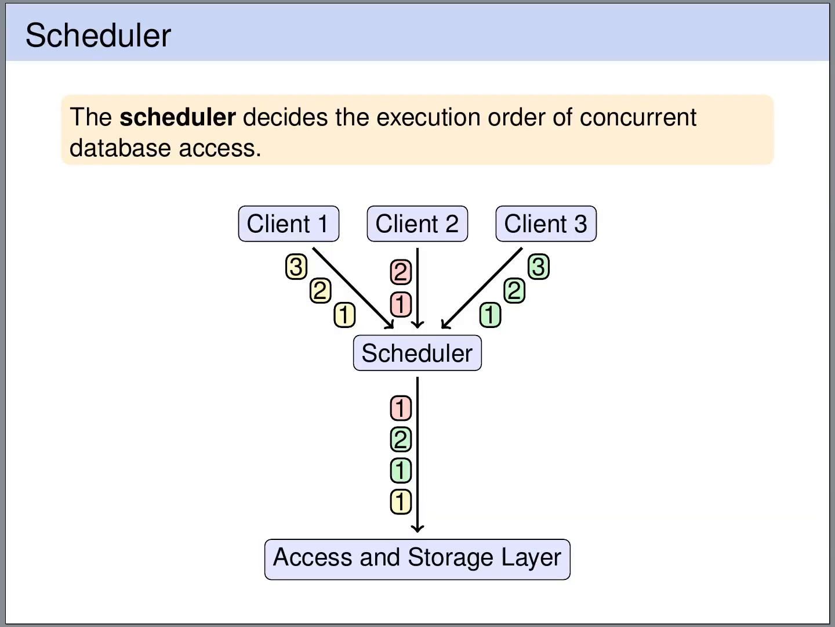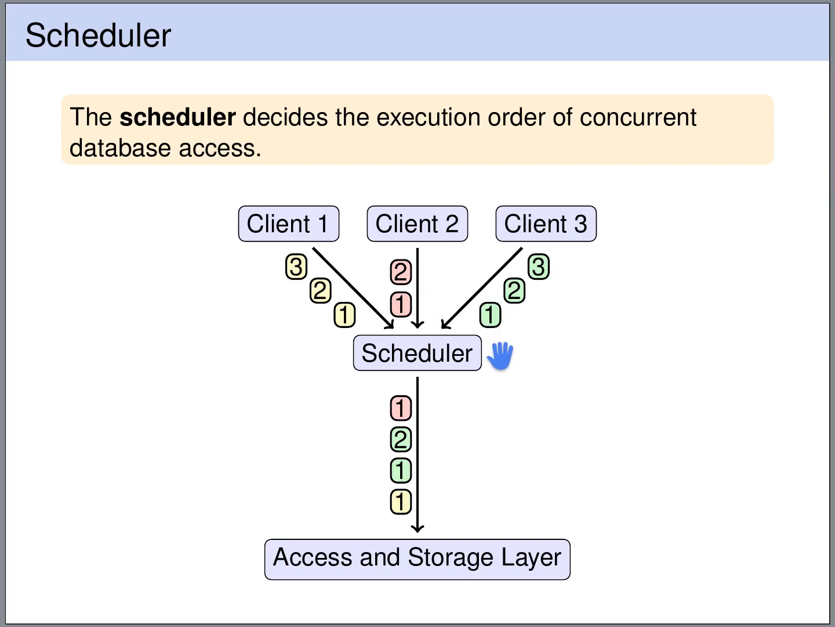The scheduler is responsible for deciding the execution order of concurrent database access. Here we see that we have 3 clients, and each of these clients accesses the database in parallel. Each client sends actions to the database management system. Client 1 sends actions 1, 2, 3, client 2 sends actions 1, 2, and client 3 sends actions 1, 2, 3.